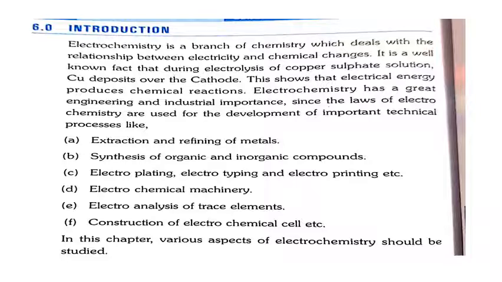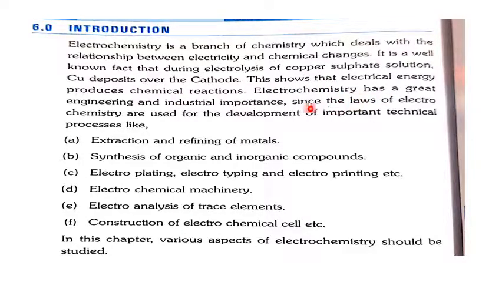In other chemical reactions, electricity is generated by chemical reactions, which deals with the relationship between electricity and chemical changes. That means sometimes chemical changes occur by the electricity, sometimes electricity is generated by the chemical changes. It is a well-known fact that during electrolysis of copper sulfate solution, copper deposits over the cathode. This shows that electrical energy produces chemical reactions.